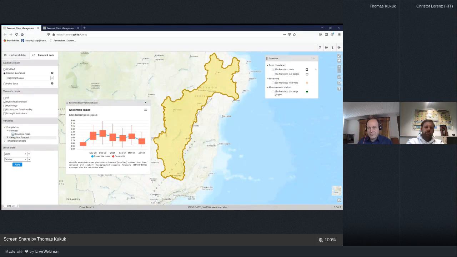Christoph, do you want to say some words on the graphs as well? Maybe a bit later. Just continue, and then I will add some further comments later.